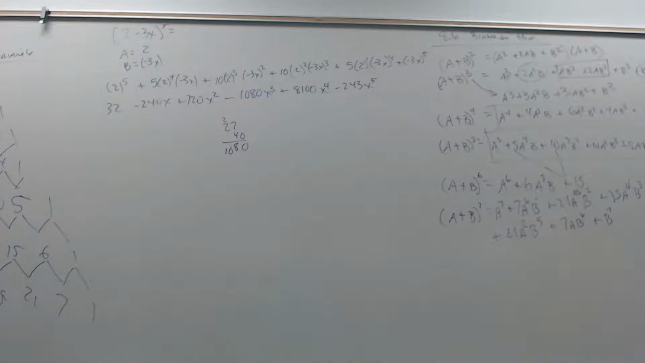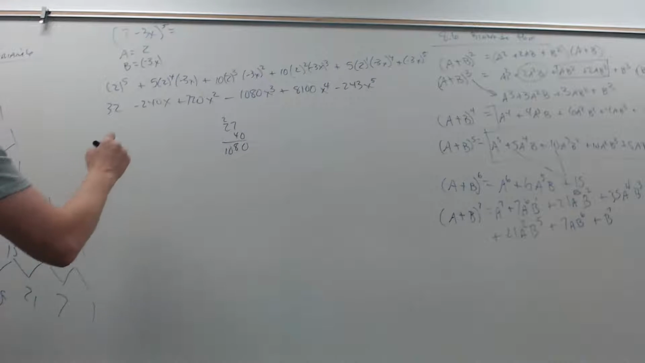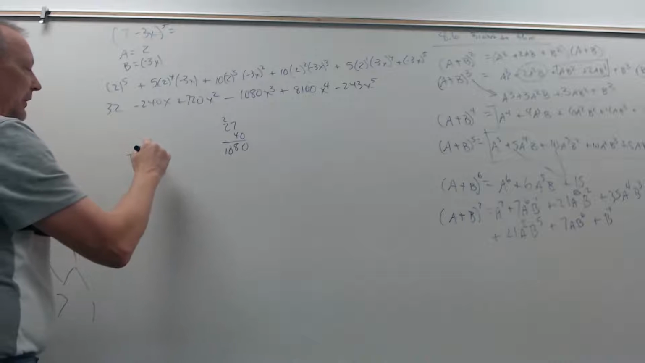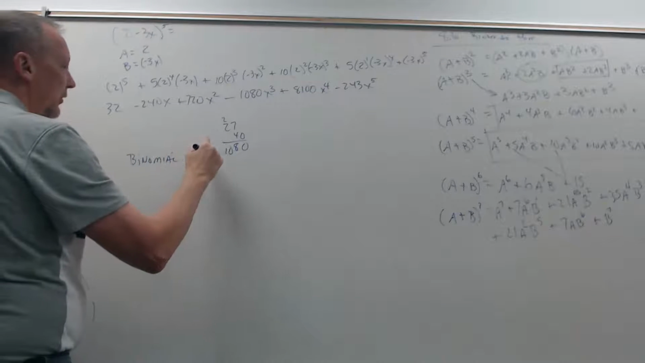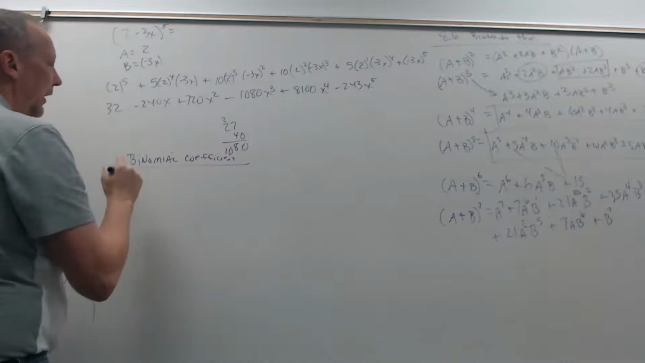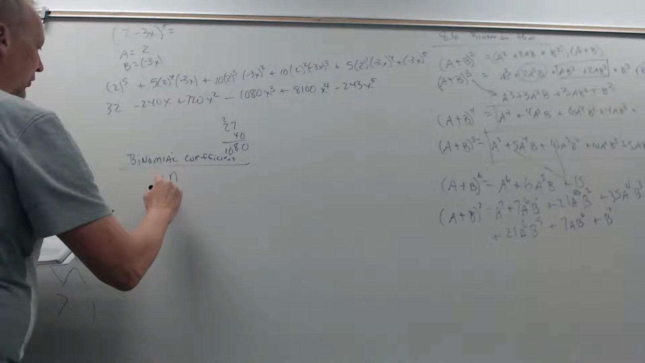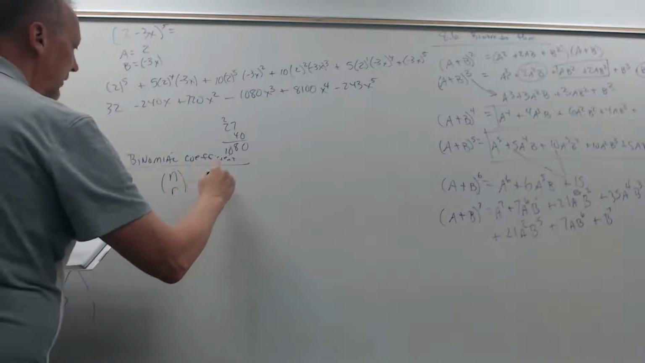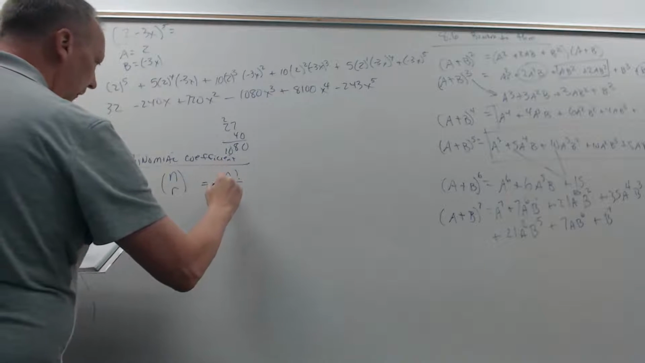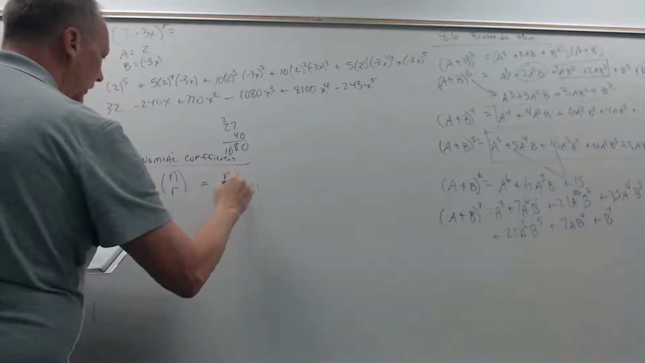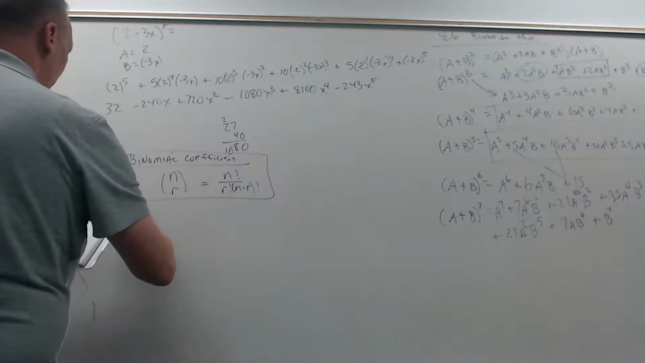Well, so the idea here is, let's talk about the binomial coefficient, because you just went right where I was going. After a while, who wants to write this down a bunch of times, right? So the binomial coefficient is written as n choose r, which equals n factorial over r factorial times n minus r factorial.